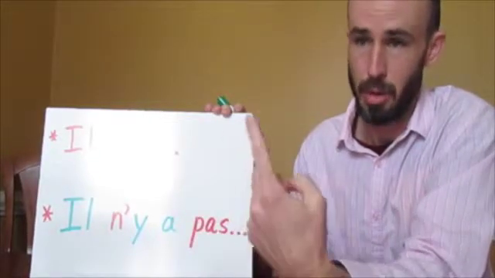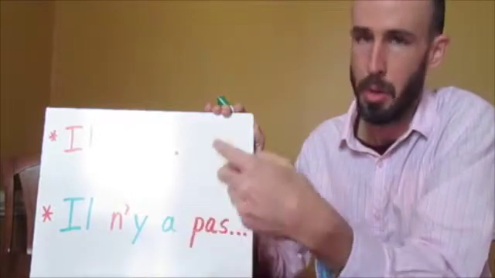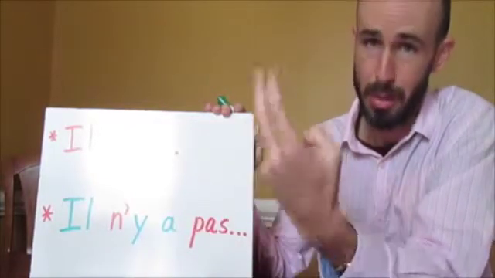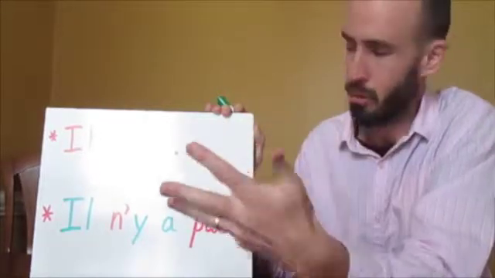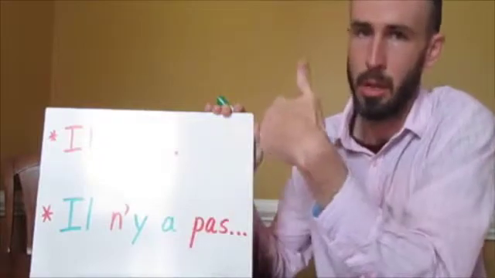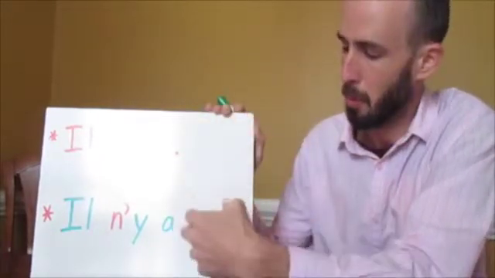In English, we say there is a desk, but there are pencils. You have to change the verb. There is, there are. We don't have to change anything in the French form. Il y a un pupitre, il y a des crayons, for example.